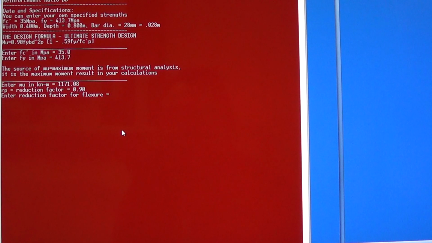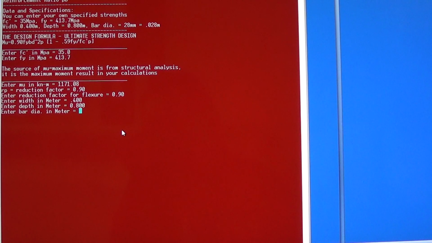Now the RP is the reduction factor for flexure, which for the beam is 0.9. I have to type 0.90, and the width of the beam is 400 millimeter, which is 0.400 meter. The program is asking you the width in meter, alright? The depth of the beam is 800 millimeter, that is 0.8 meter.